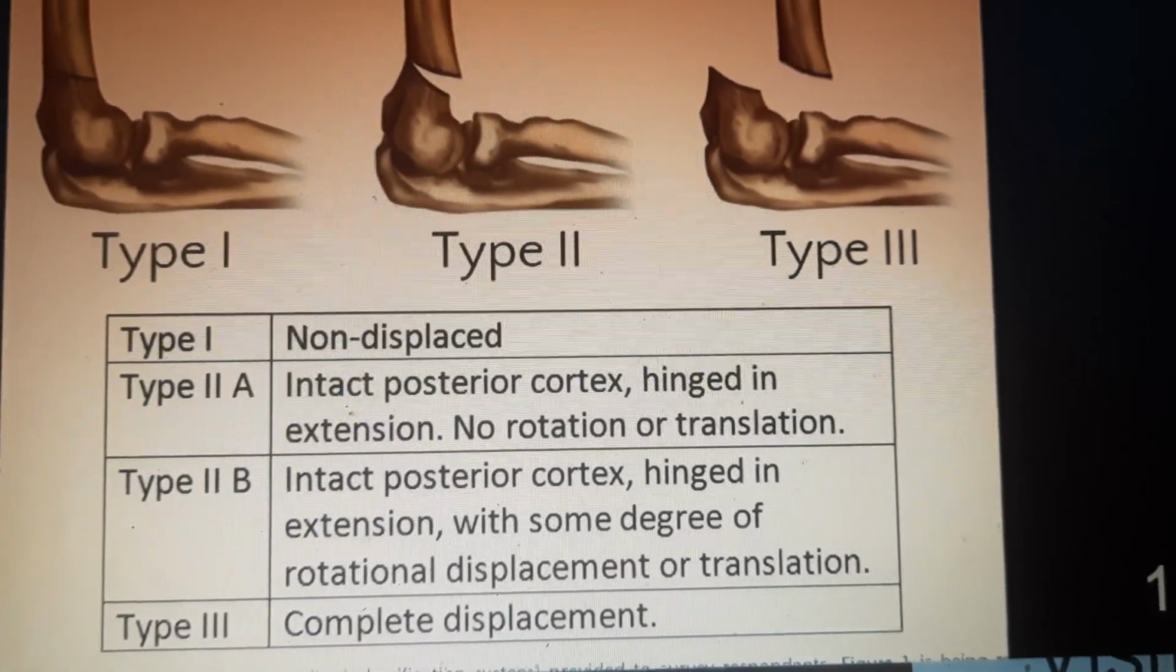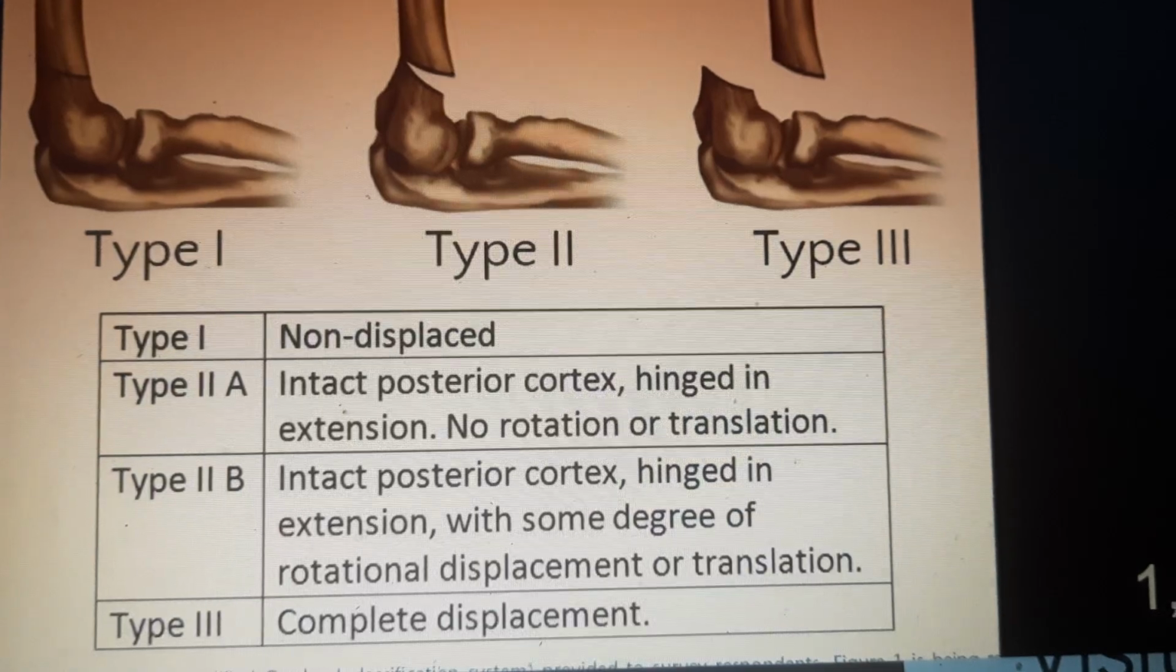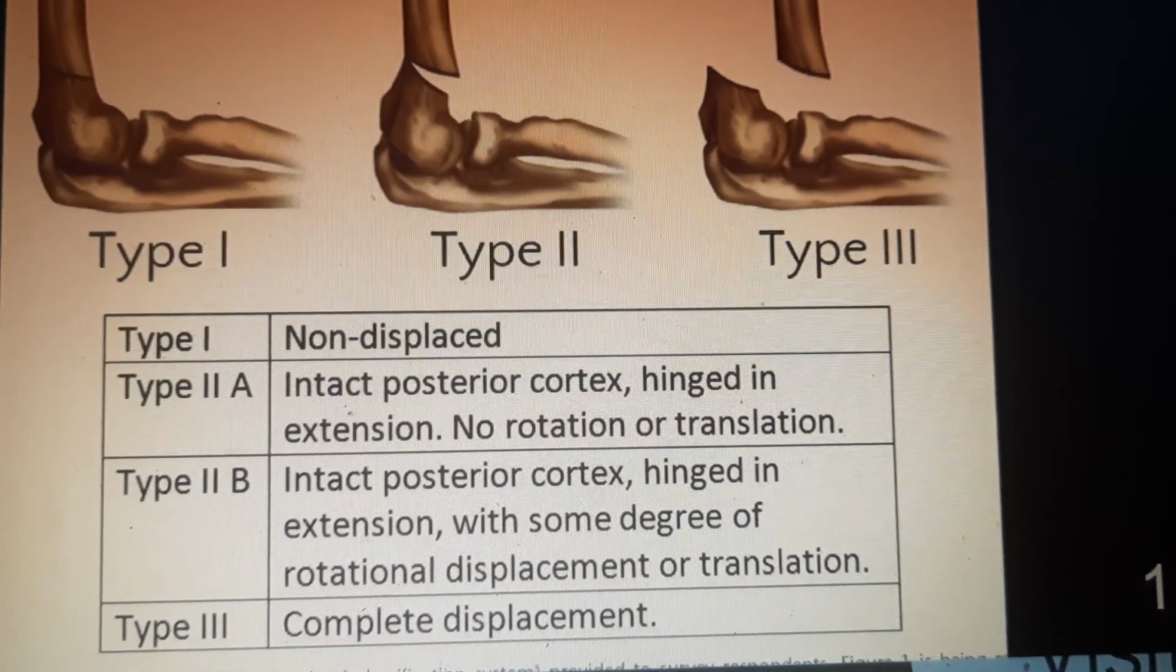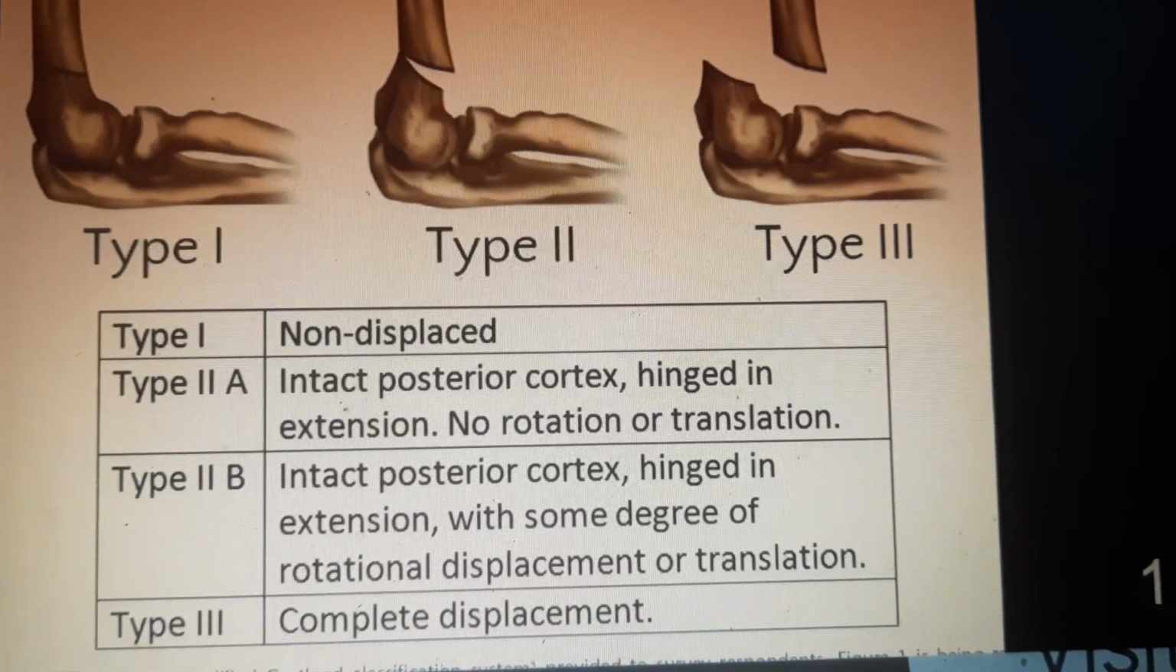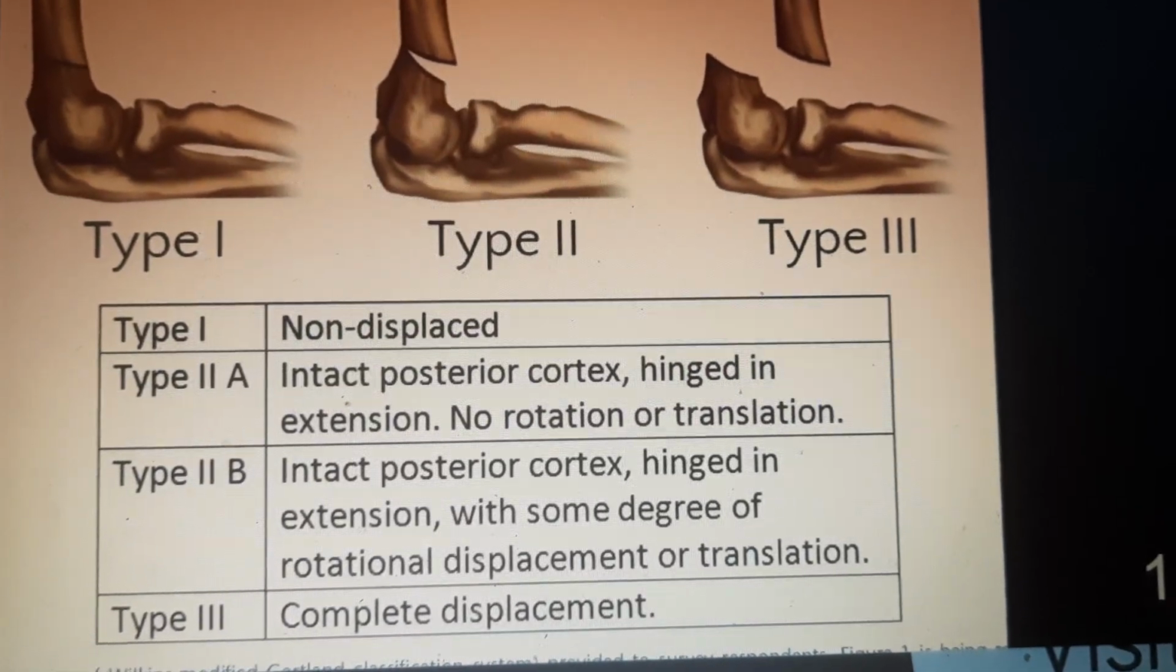In type 2a there is no rotation or translation, but in type 2b there is some degree of rotational displacement or translation.